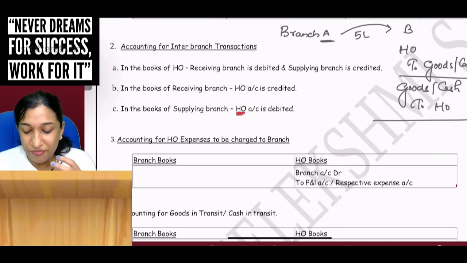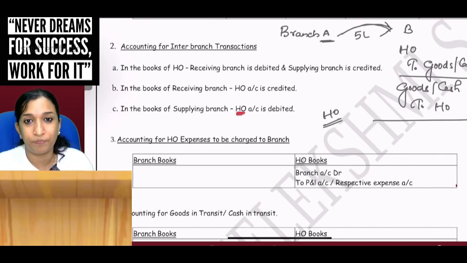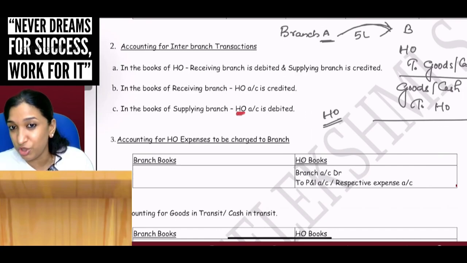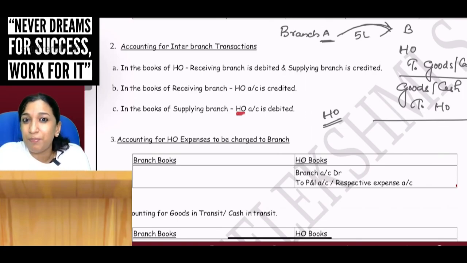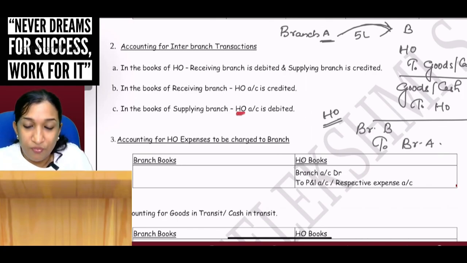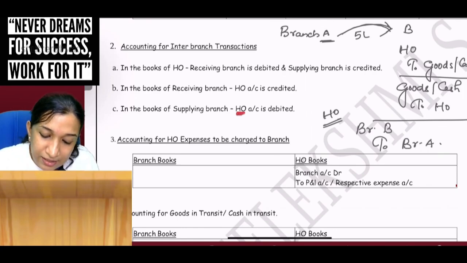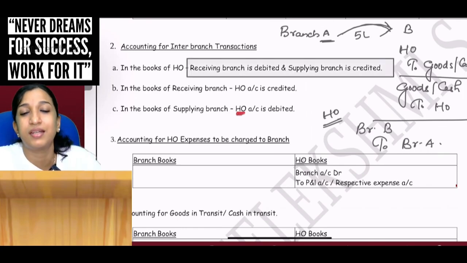Now in the books of head office, it's like branch A transferred goods to branch B. The head office is like an intermediary: collect 5 lakhs from branch B and give to branch A. So the entry will be branch B to branch A, which means I need to study like this: receiving branch is debited and supplying branch is credited.